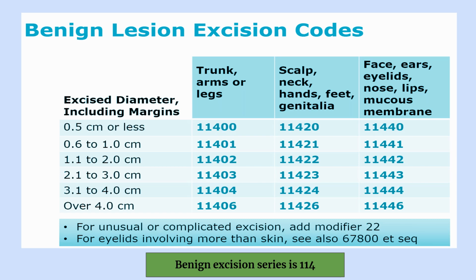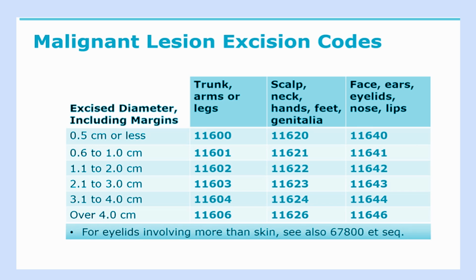I can pick up that code directly. So again, here there are the body groups, and here there are the codes. If you see, the benign excision series is 114. Make those small observations, because they will help you to code faster. Similarly, this is the malignant chart. Everything looks the same, that is, the body group is the same. Even here they have written excised diameter including the margin. The diameters given in the code include the margin. What is important for you to understand is that for the malignant the code series is 116. For the benign the code series is 114. Important observation.